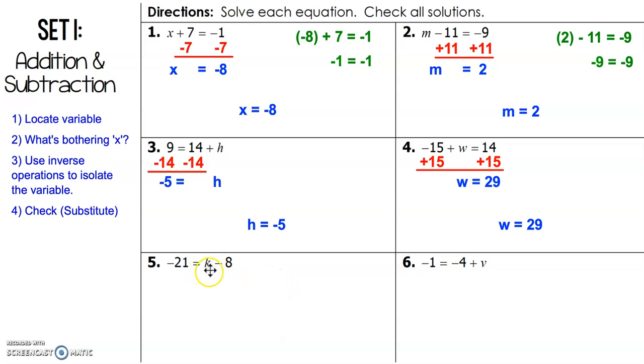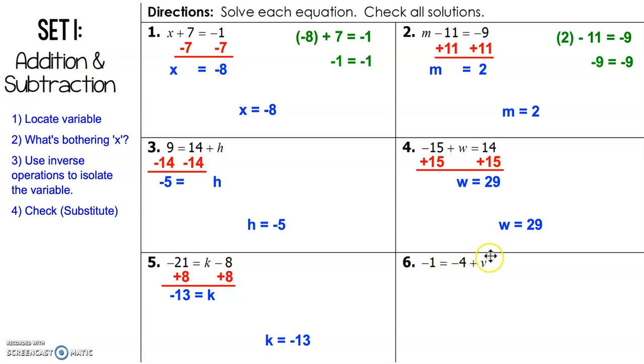Here's the k value here. What's bothering k? Well, we're subtracting an 8 from it, so we need to get rid of that by adding. So we add 8 to both sides, and we get k is -13. When we substitute back in, we get -13 minus 8 is a -21. So -13 is our answer.